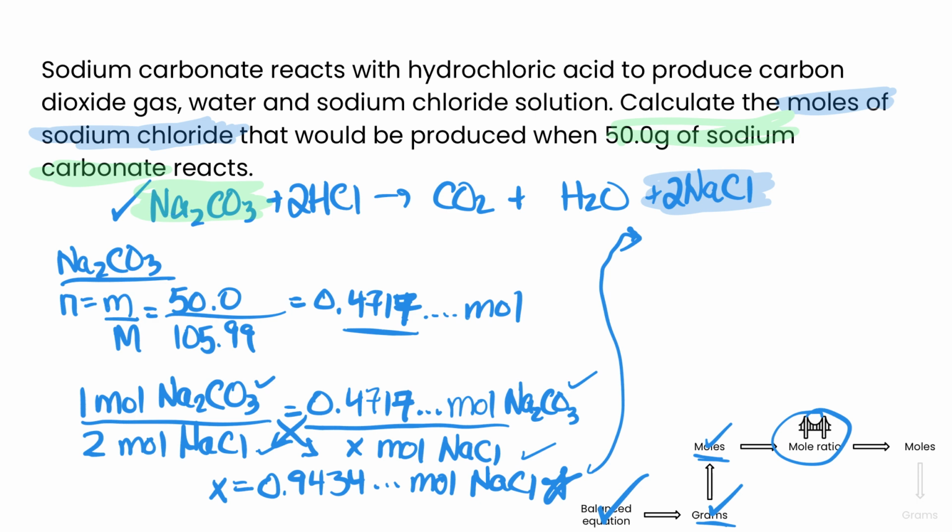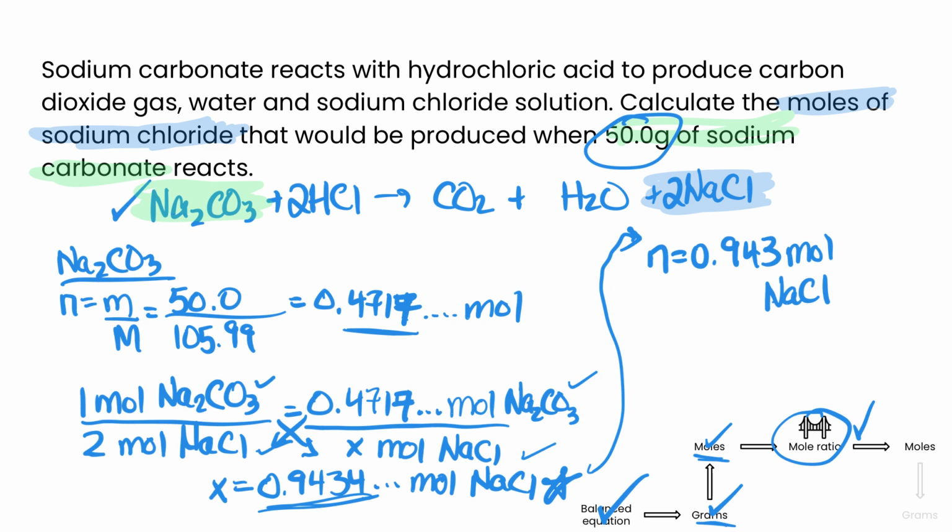Okay, so now we need to do our last step here, and that is to find the number of moles. So we're going to look at our answer, and our answer is already in moles. So there's nothing else we need to do here other than round off for significant digits. So 3 significant digits in our question means that the moles of sodium chloride produced is 0.943 moles of sodium chloride. That is rounded off for 3 sig digs, and that's the question, and we're done with that one.